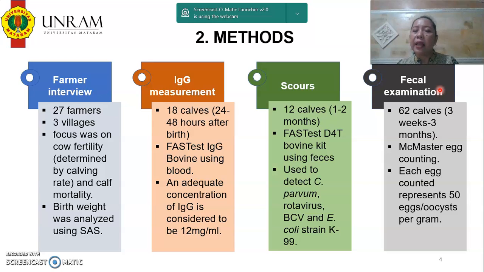And the last one is fecal examination. For this study, we collected fecal samples from 62 calves aged 3 weeks to 3 months, and then the fecal samples were examined using a modified McMaster egg counting, using saturated sodium chloride as the flotation medium, where each egg counted represents 50 eggs or oocysts per gram.